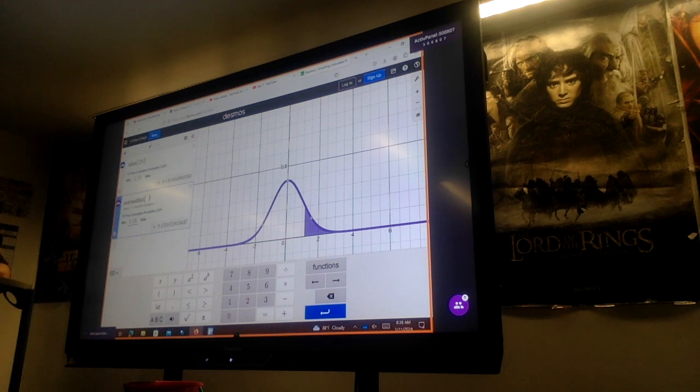What percent of normal distribution is within 2 standard deviations of the mean? Sorry, I kind of moved my chair. So if I go normal distribution, from -2 to +2, you're talking about 95.4.